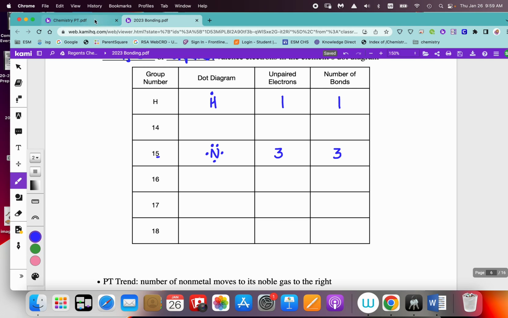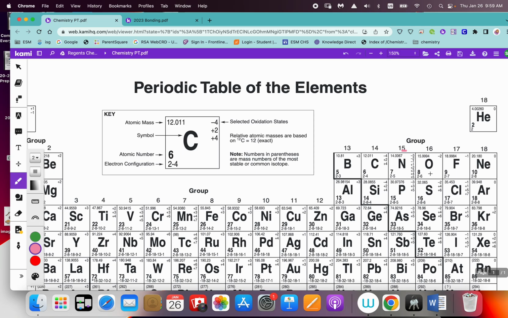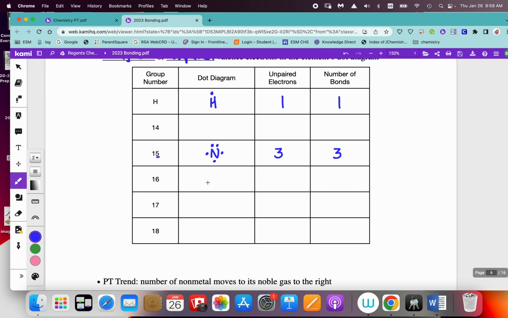Looking at group 16 on the periodic table. Top member of group 16 is oxygen. Look at the electron configurations. The last number in each of those configurations is a 6. So group 16 elements have 6 valence electrons, so we have to draw it with 6 dots. So electron 1, electron 2, electron 3, electron 4, electron 5, and electron 6.